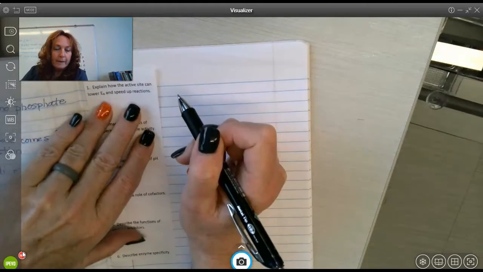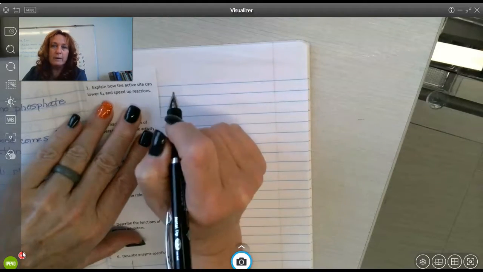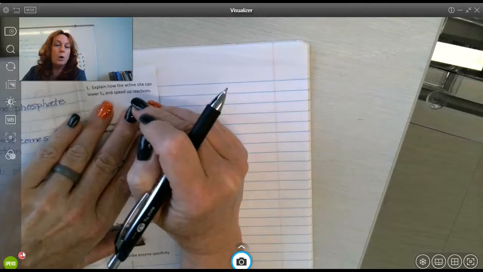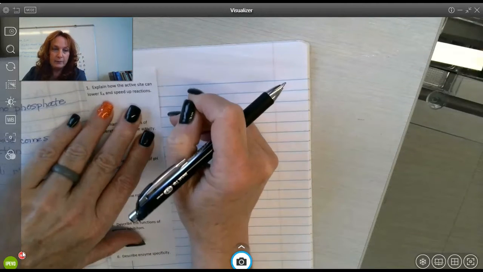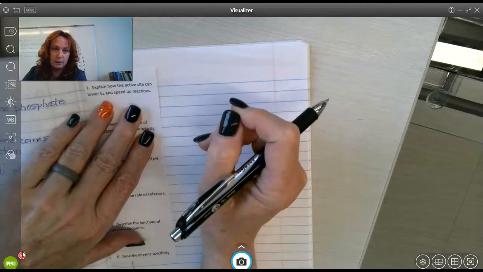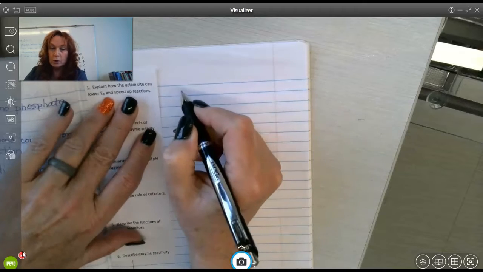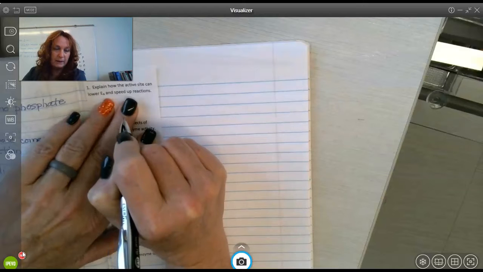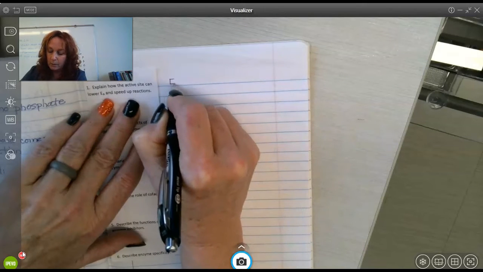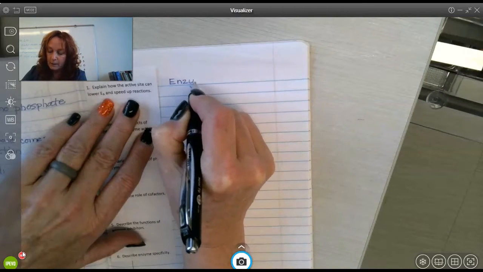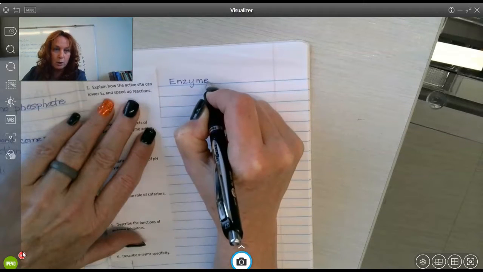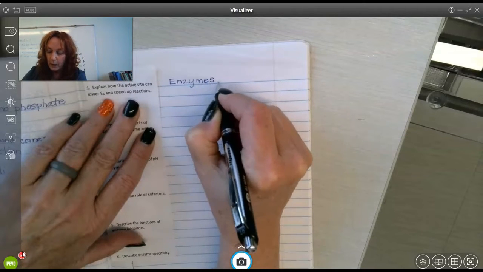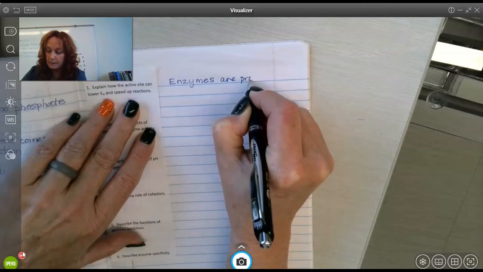So the number one thing, you know how we've said certain things. We said, water is polar. Behavior is a response to a stimulus. So we want to be sure that another one of our statements we always make, if there's anything about an enzyme, we want to be sure that the people who are reading our work know that we know enzymes are proteins.